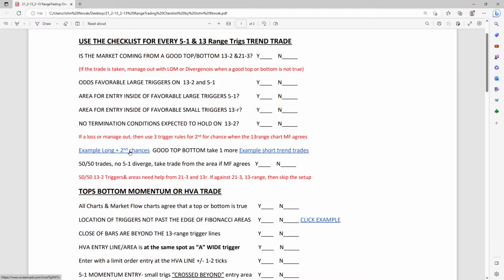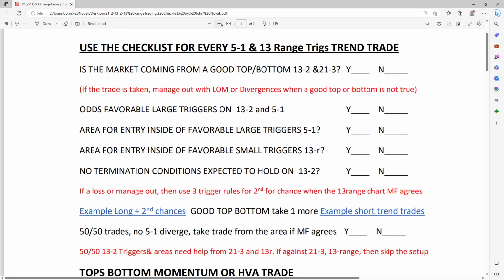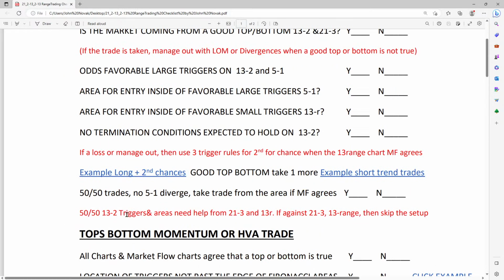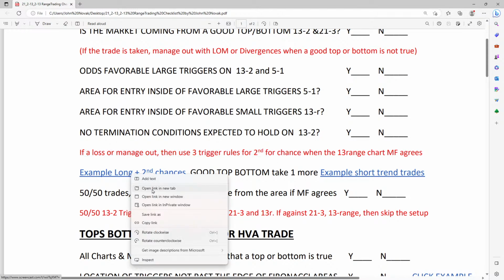Anyway, long story short, I added in a little something on here that you guys do read in the education. If you have a loss or you manage out, use a 3 trigger rule for a second chance trade. If my 13 range market flow chart agrees, that's my rule. Now, you guys have this rule already in the educational material, right? So let me open the picture.